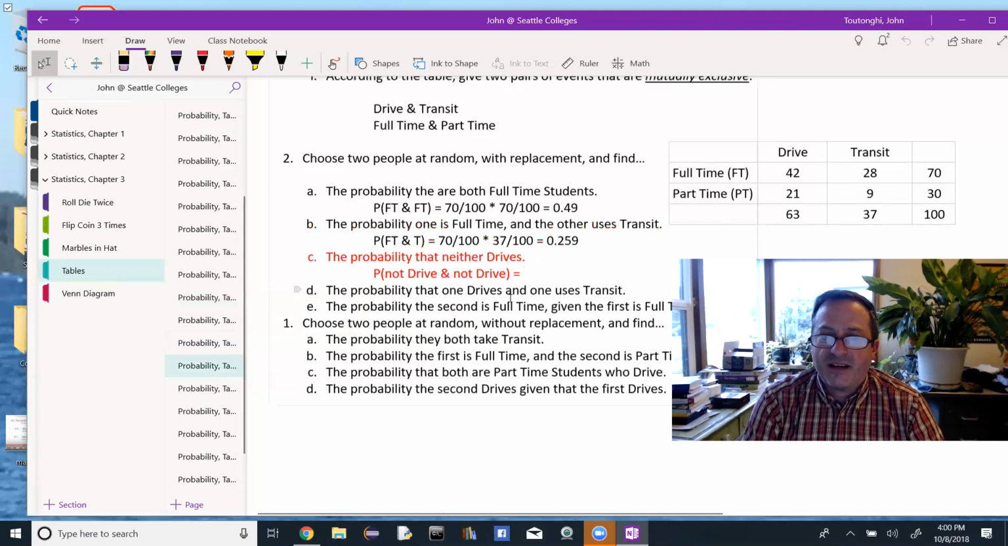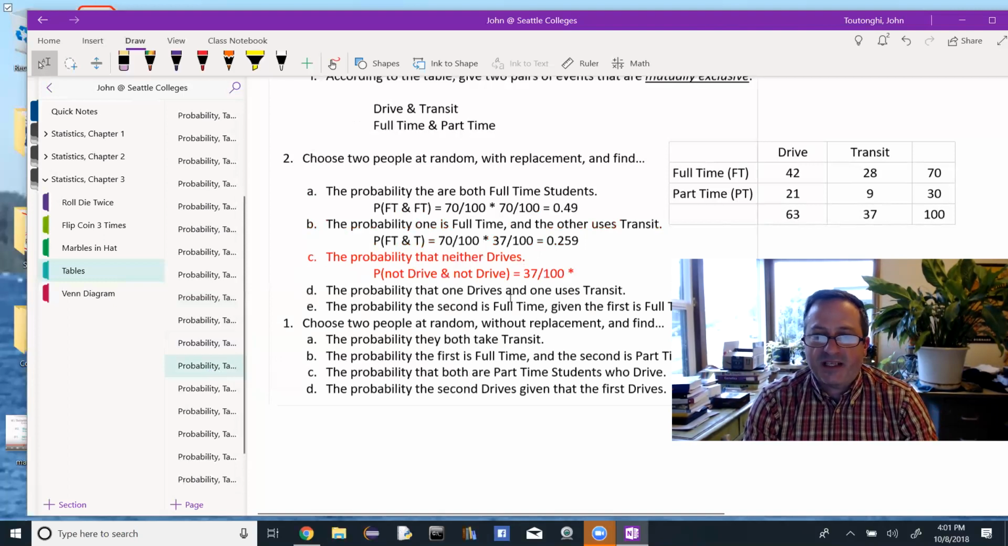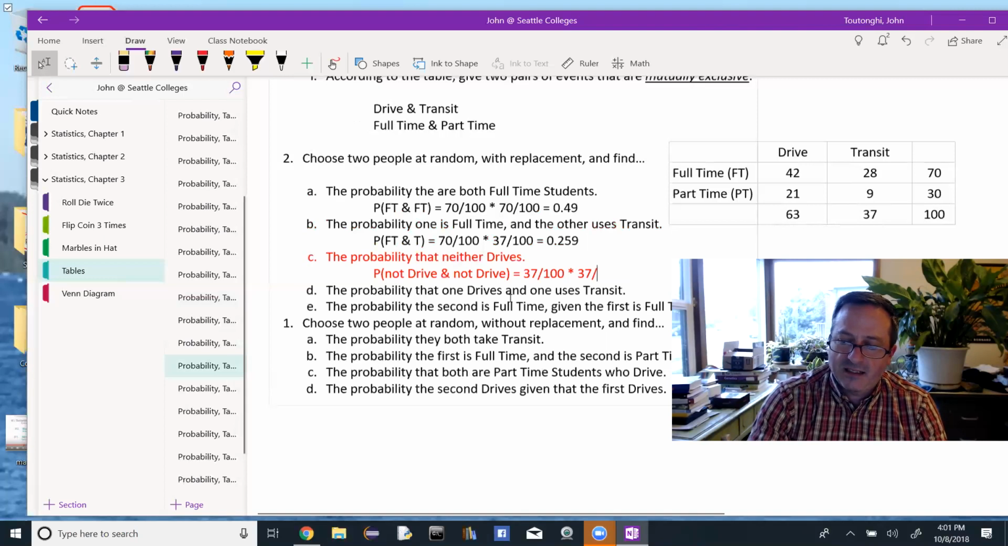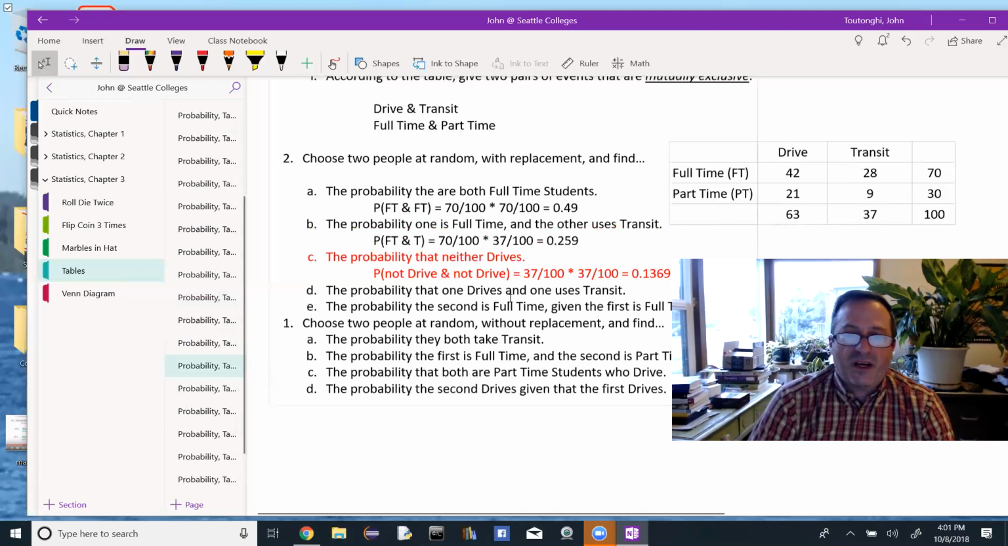So they don't drive. How many don't drive? Well, 37 out of 100 don't drive for the first person. And then because I'm replacing that person back in, it's 37 out of 100 for the second person. So these first three problems are very similar to the top. Number one, it's just you're doing it twice and you're multiplying the probabilities.